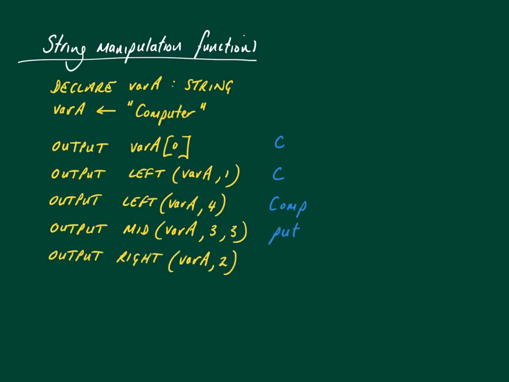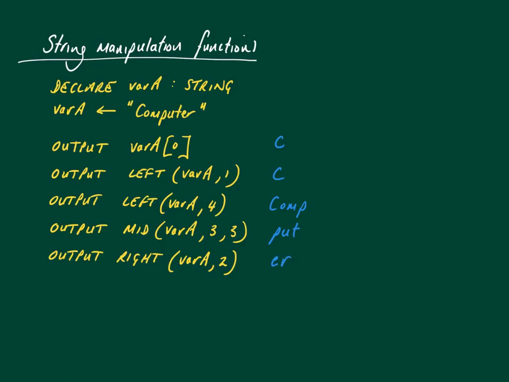In our last example, we have a function called right, and right passes in variable a, and it's looking for 2 characters from the right hand side of the string that's been passed in, so R and E, and so it will output ER.